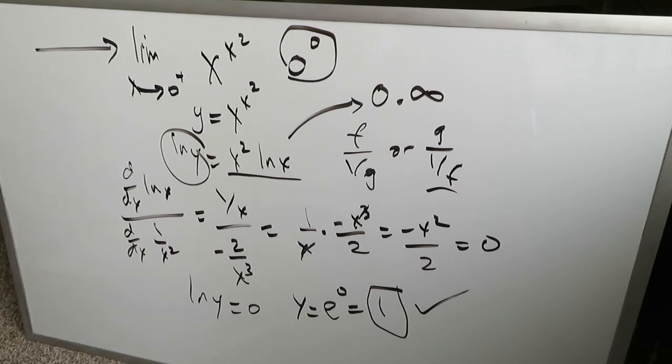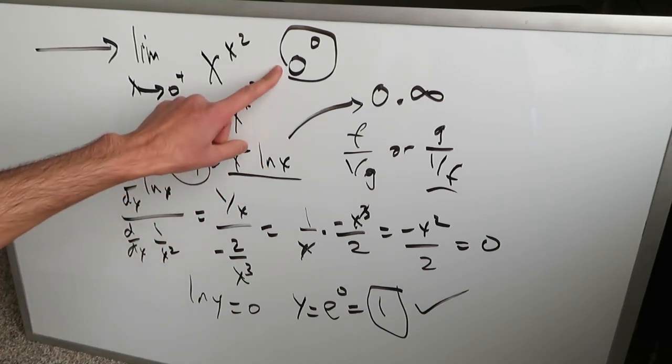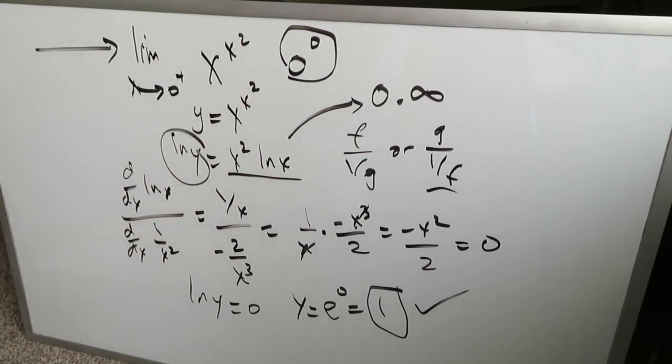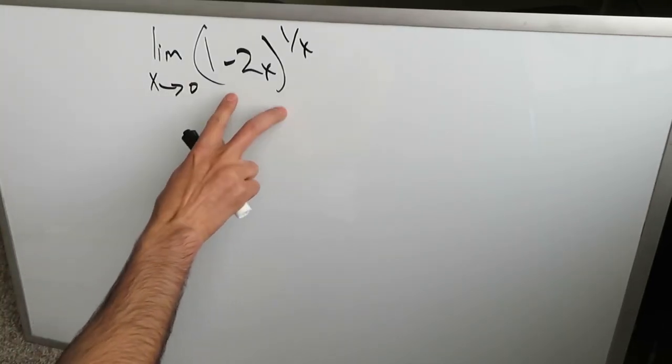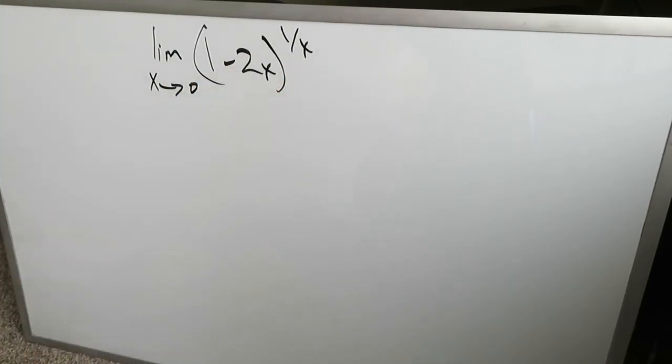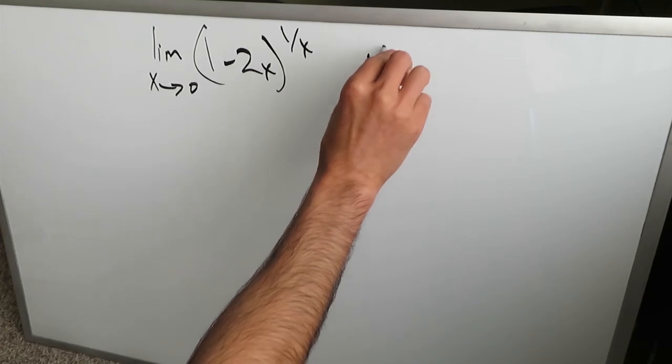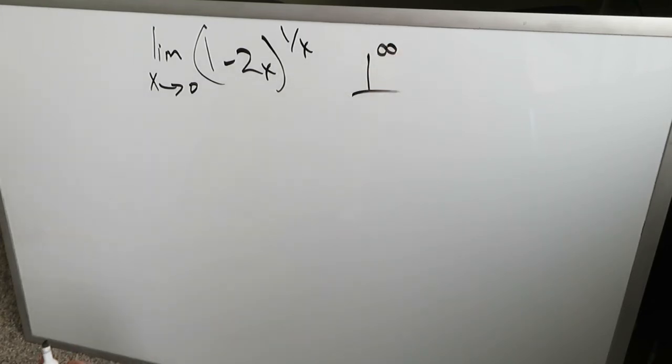So this right here was an example of the indeterminate power of this type, 0 to the power of 0. Let's look at this question. Limit as x approaches 0, 1 minus 2x to the power of 1 over x. You know we're dealing here with indeterminate power types. If you were to put 0 here, you would end up getting this form, 1 to the power of infinity, clearly an indeterminate power type.